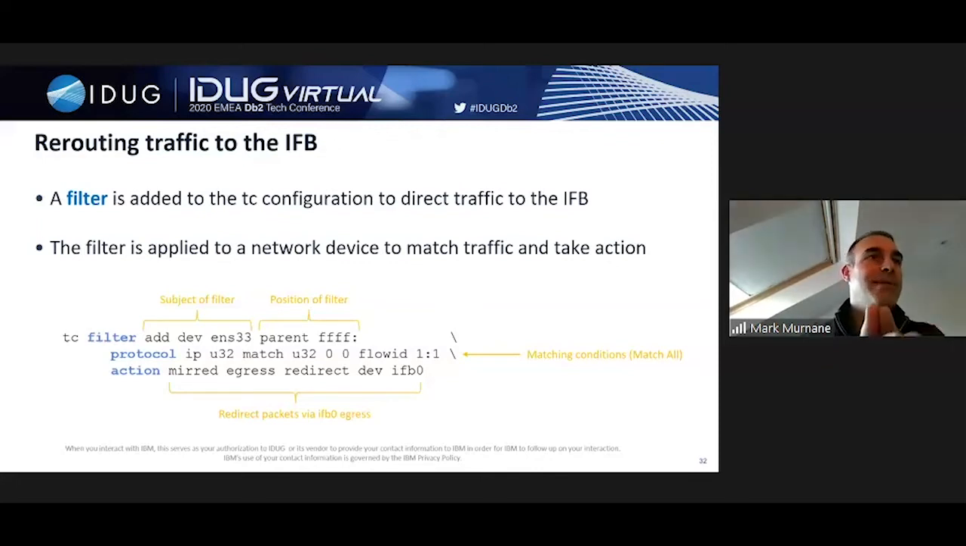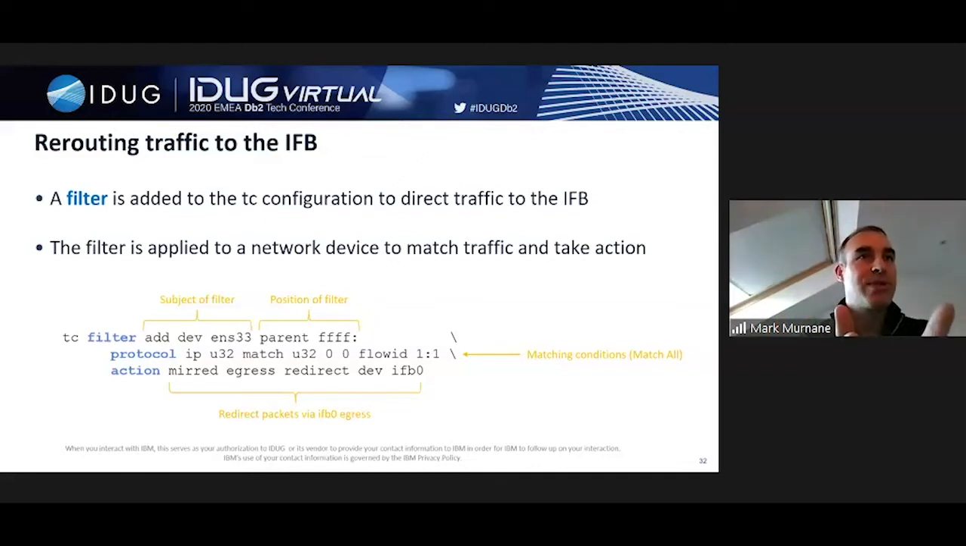So we see the command here. If we look at it again, we say we create a TC filter object and we're adding a rule. So we're adding a filter on device ens33. In this case, we're going to say that the filter is at the root. So we use a construct called parent ffff:, which creates the filter at the very top of the hierarchy.